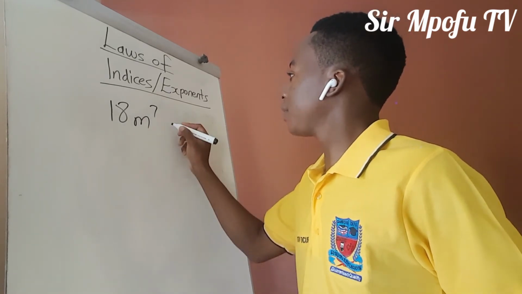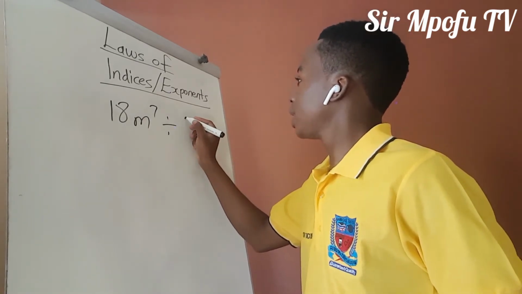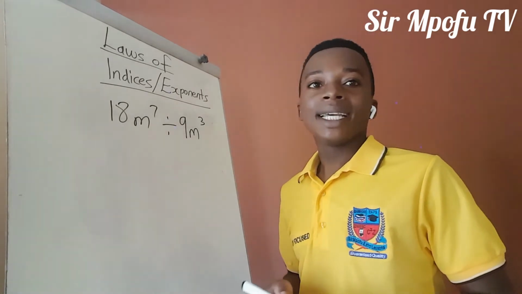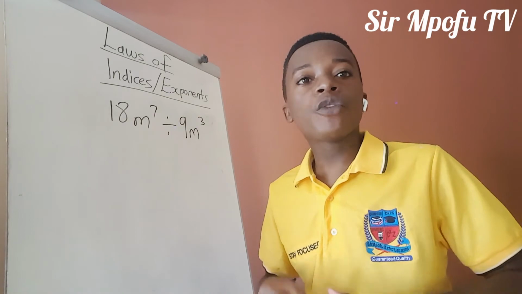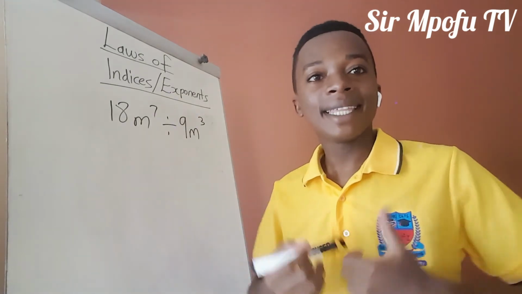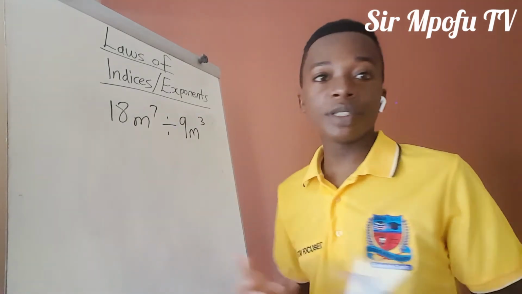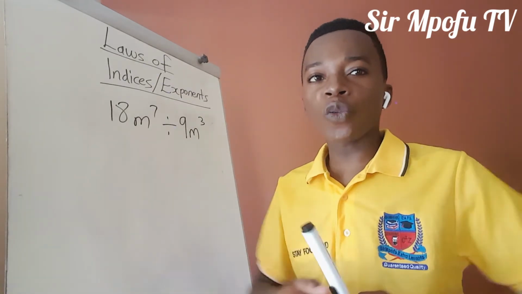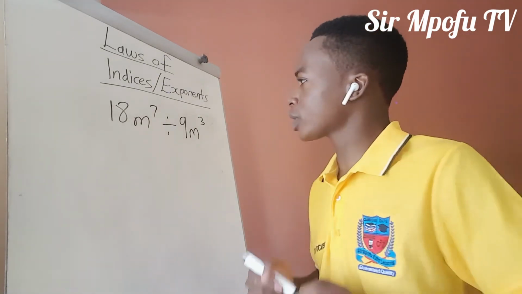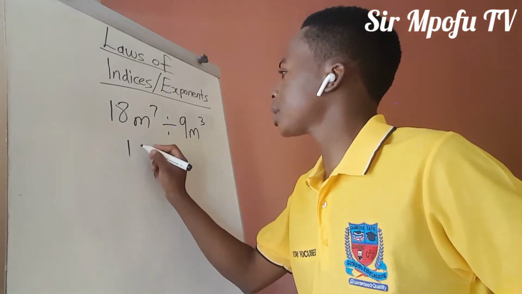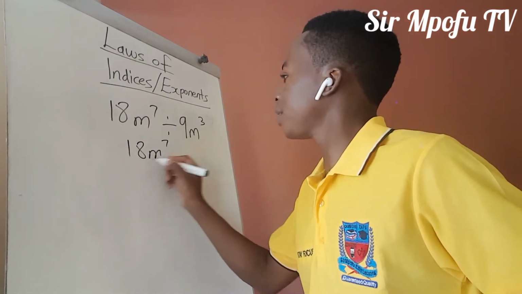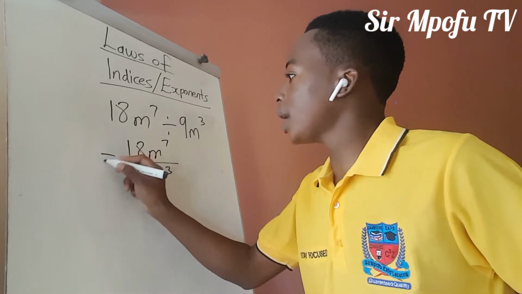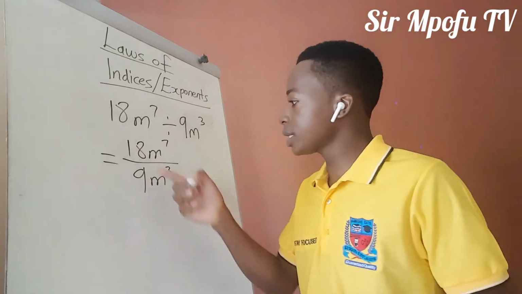18m to the power of 7 divided by 9m to the power of 3. Right. As I told you, you have to simplify like terms. So like terms are going to divide each other, and then you simplify. For you not to be confused or for you to get quickly to your answer, I know some of you can just change this to this: 18m to the power of 7 divided by 9m to the power of 3. It's just one and the same thing. Remember, this is a division line.